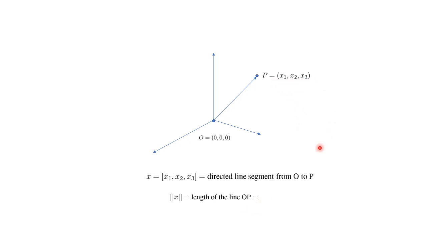Now we've got Pythagoras' theorem in 2 space. The length of the line from (0, 0) to (x1, x2) is the square root of x1 squared plus x2 squared. Now what does it look like in 3 space? Can you pause the video here and do it yourselves? See what you get.